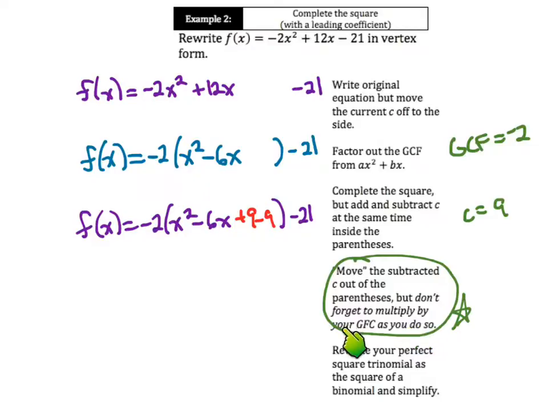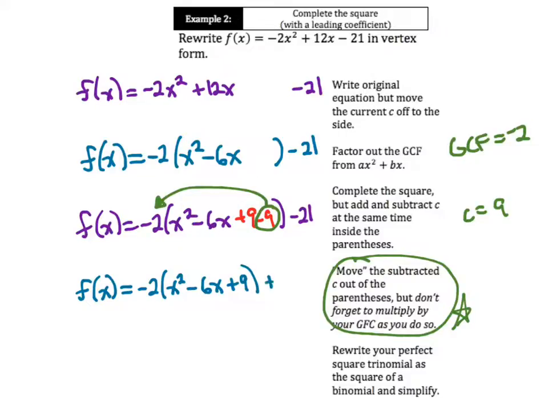When I move that out, I have to multiply it by that greatest common factor that I had factored out. So let's do that now. Did you get the same thing? -9 times a -2 is 18. So when I moved it out, I changed it to a positive 18.